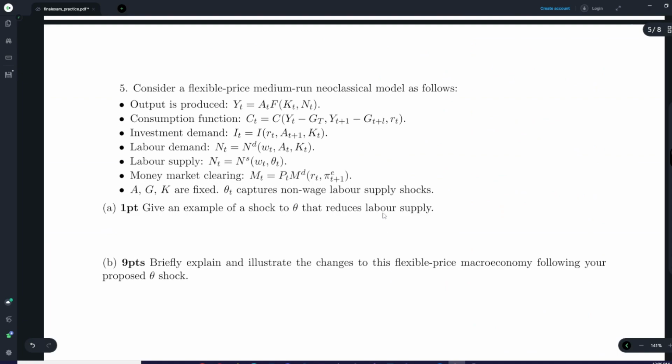Okay, now we're into the flexible price medium neoclassical model. We're first asked about labor supply. This variable right here, the obvious example here might be, for example, unemployment benefits.